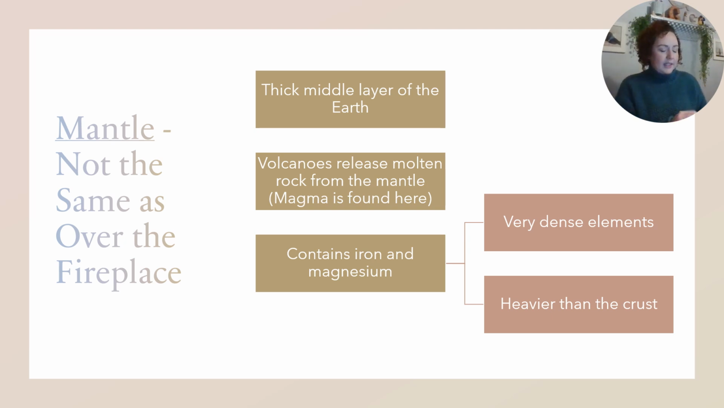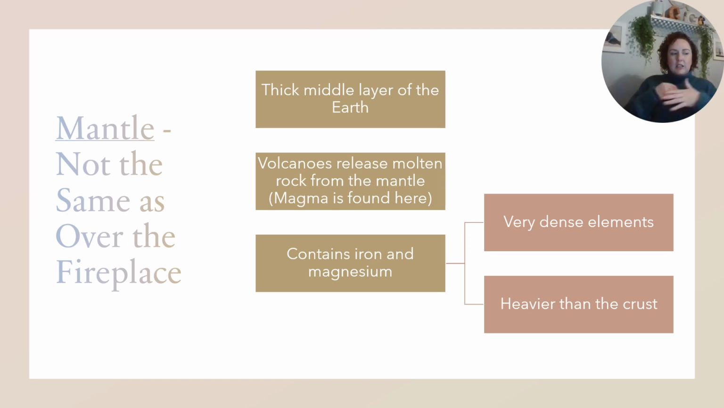The mantle, and I'm not talking about what's over your fireplace. So the mantle is, I'm sorry, I'm apparently getting the cold that both the boys had. So this is the thickest middle portion of our Earth. This is where magma is found. So when volcanoes erupt, this is where we get the molten rock that comes up through it.